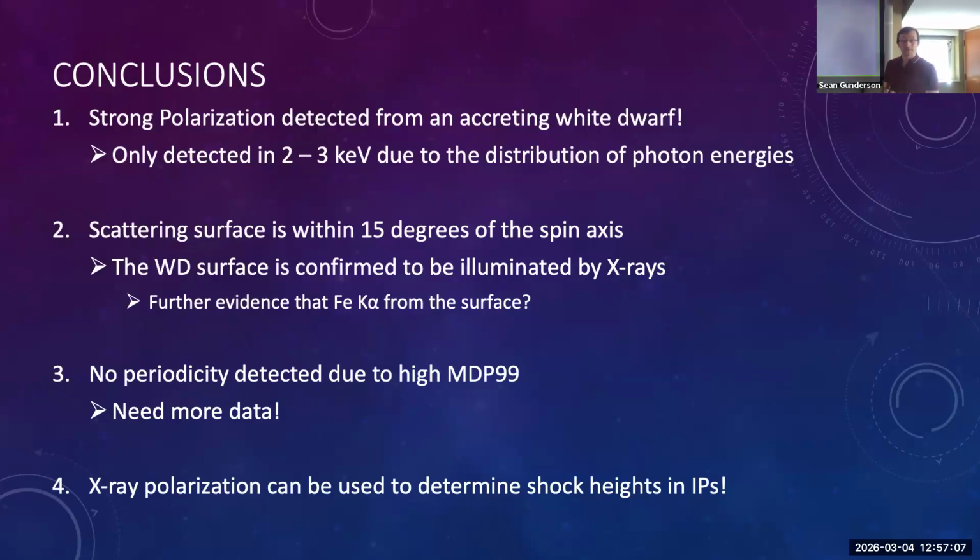I determined that the scattering surface, well, I didn't give the number before, is within 15 latitudinal degrees of the spin axis. It's relatively close to the white dwarf. And the white dwarf surface is illuminated by X-rays. This is actually further evidence potentially that iron K alpha does come from the surface, because now we know the surface is illuminated by the column. I didn't detect any periodicity due to the MTP99 being so high, but that just takes more data. And that the X-ray polarization can be used to determine shock heights in IXPE.